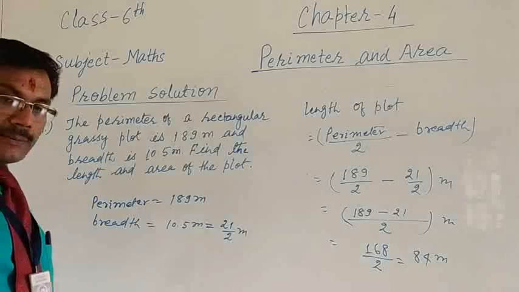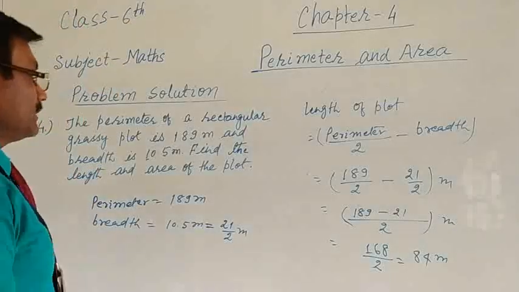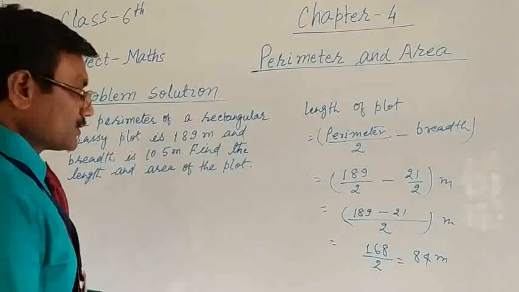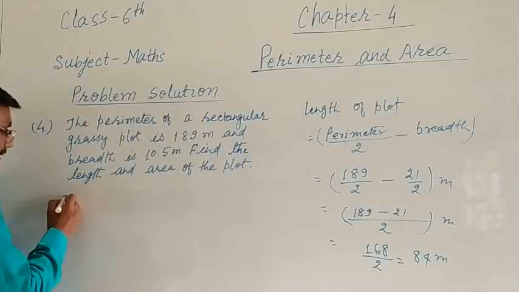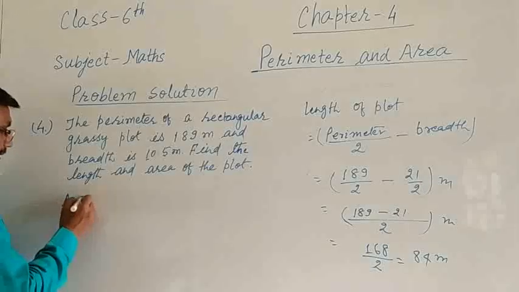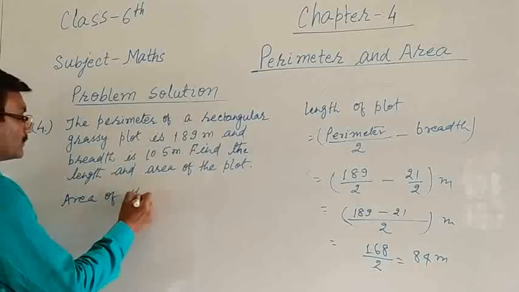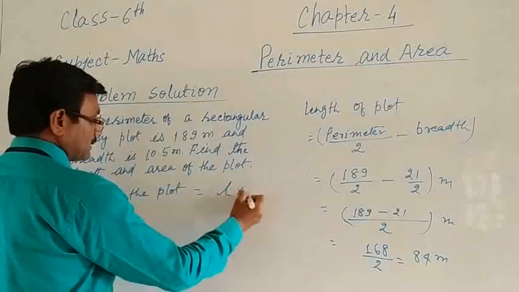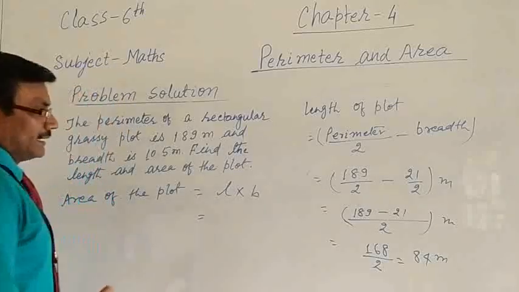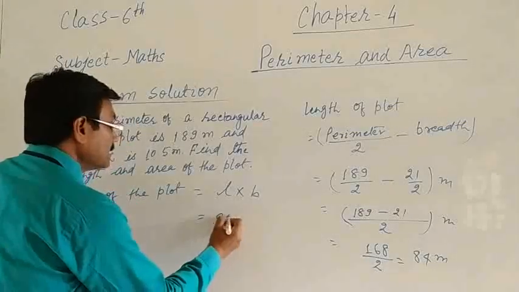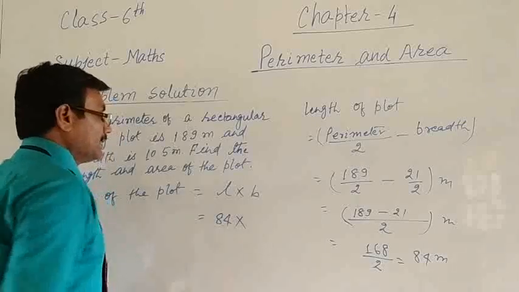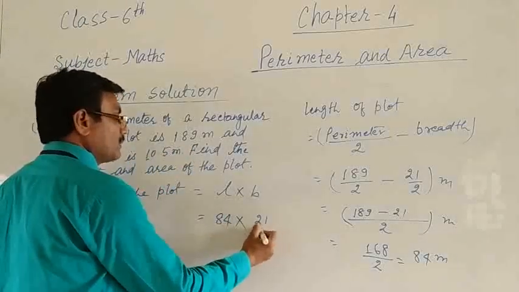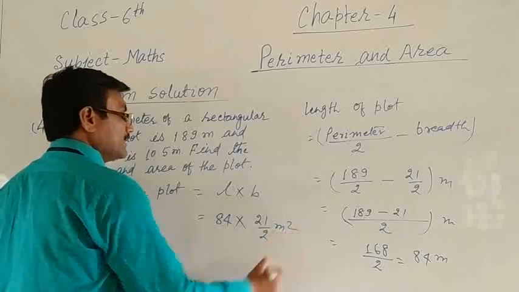Now we have to get the area of the plot. So we write again, area of the plot is equal to length into breadth. The length is given 84 meter and breadth is given 10.5. 10.5 means 21 by 2 meter square.